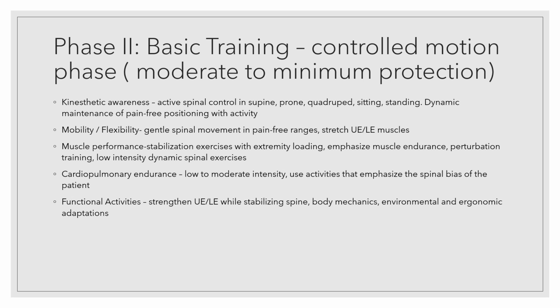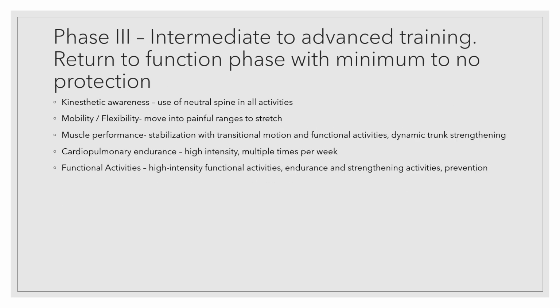For muscle performance, we're going to look at stabilization exercises with extremity loading, emphasizing muscle endurance, adding in perturbation training, and low-intensity dynamic spinal exercises. Cardiopulmonary endurance is going to be low to moderate intensity, using activities that emphasize the spinal bias of the patient. So again, trying to connect it with the patient's spinal symptoms, but also promoting that cardiopulmonary endurance. And then functional activities are going to progress to strengthening the upper and lower extremities while stabilizing the spine, educating and practicing performing things with proper body mechanics, environmental and ergonomic adaptations that they might need, and how to implement those in whatever environment is necessary.